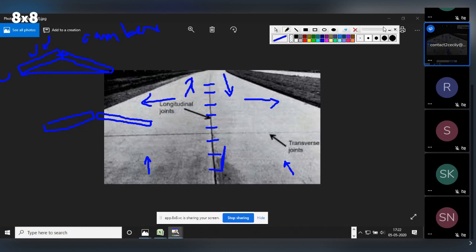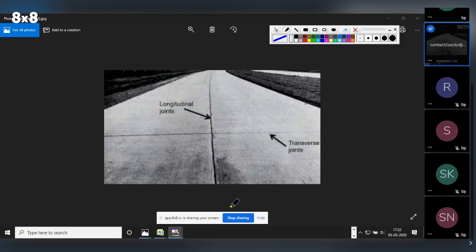Clear? Yes ma'am. So those bars are called tie bar. Why tie? Because they are tying the two adjacent slabs together. That's why its name is tie bar.